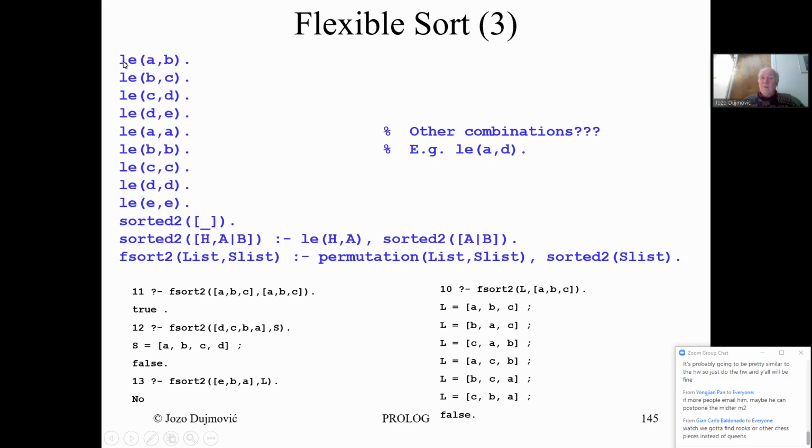So you say that A is less than B, and B is less than C, and C is less than D, and D is less than E. But this does not mean that PROLOG understands that A is less than E. You have to make a particular program that is checking transitivity. So you have to add additional rules if you want this to work.